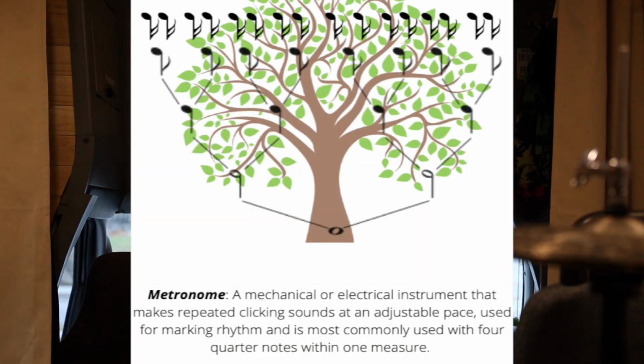But let's look at the metronome. A metronome is a mechanical or electrical instrument that makes repeated clicking sounds at an adjustable pace, used for marking rhythm, and is most commonly used with 4 quarter notes within one measure. We now have a basic understanding of how everything fits together and how we stay on time.